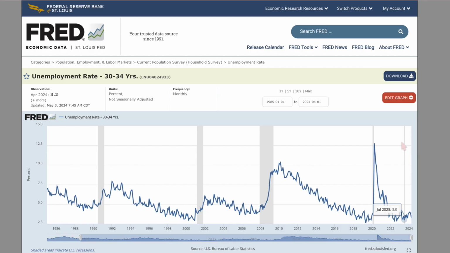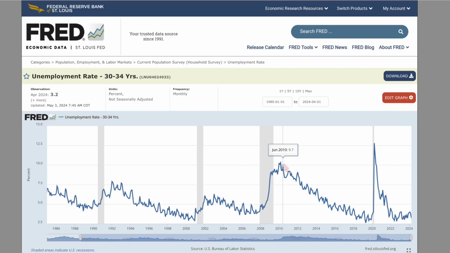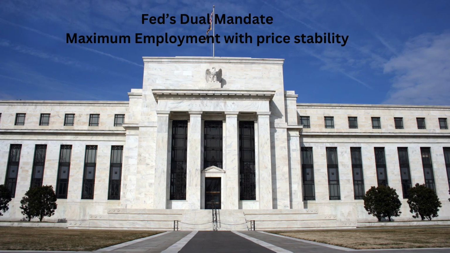If you look at the graph here, during the last 5 years, it spiked in April 2020, and this was due to the COVID pandemic, and lockdowns occurred, so many small businesses had to close. Also, during the financial crisis that started in 2008, the unemployment rate gradually rose to 10% in 2010. The Fed in the US doesn't have a target unemployment rate, but it aims for maximum employment as part of the dual mandate alongside price stability.